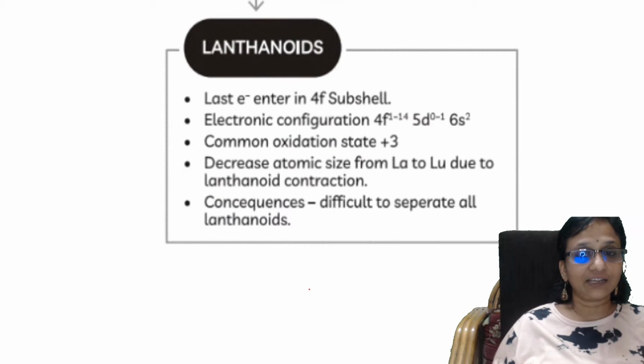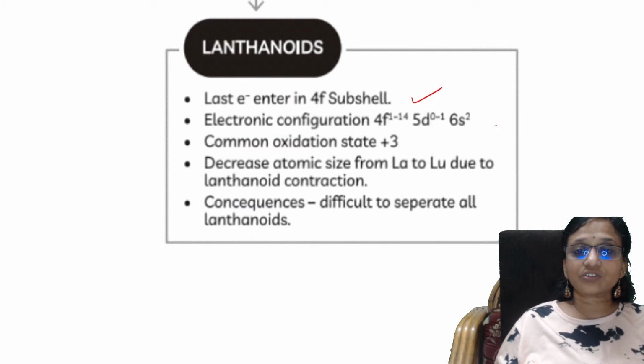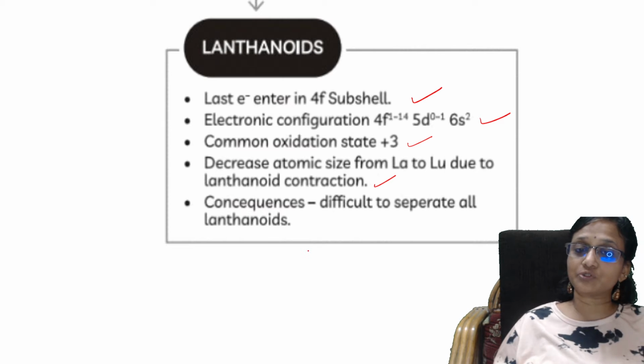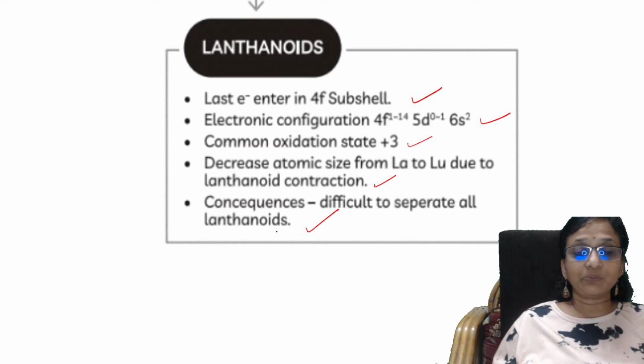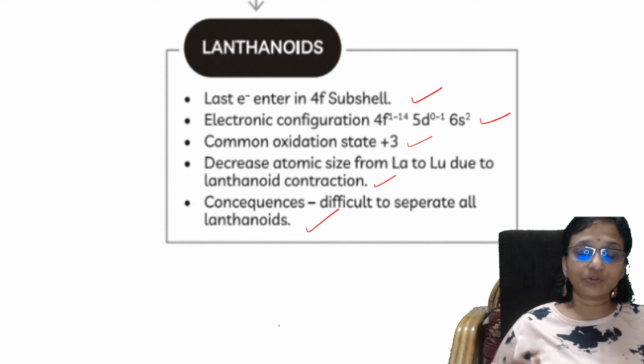Then after that, lanthanides. Where is the electron entering, what is the electronic configuration, the common oxidation state, and how does atomic radii decrease from lanthanum to lutetium due to lanthanide contraction, and why are they difficult to separate because of lanthanide contraction. I'm going to discuss that.